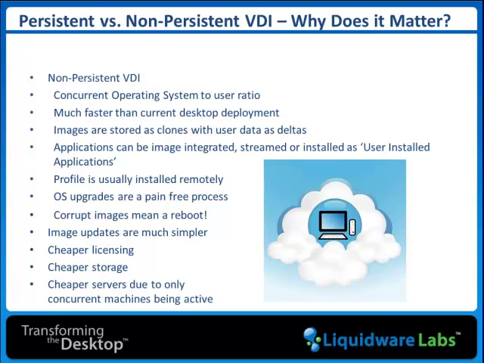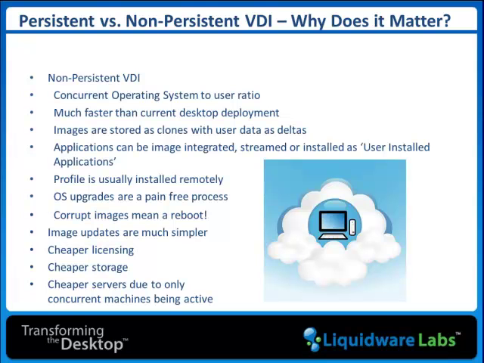Every single one of the operating systems is a fresh, brand new operating system install. Applications can either be image integrated, streamed, aka virtualized, or installed as user-installed applications. We're going to talk about all three of those different scenarios in a little while. The profile is usually stored remotely, which has to be the case with a destructive desktop, because otherwise every single time I create a document or install an application, if I log off, it's all destroyed. So we need to make sure that that user intellectual property is accounted for.